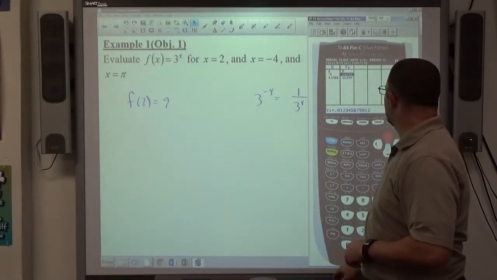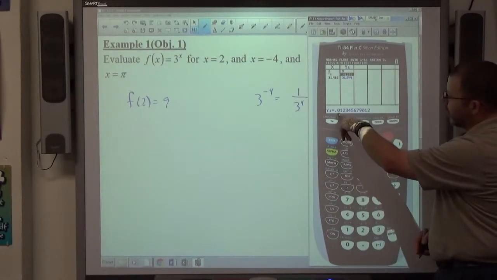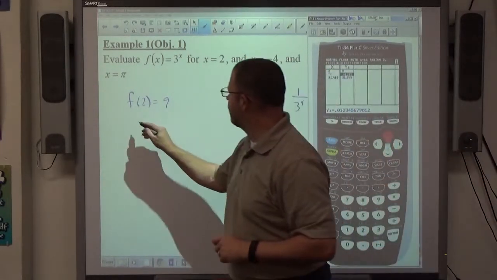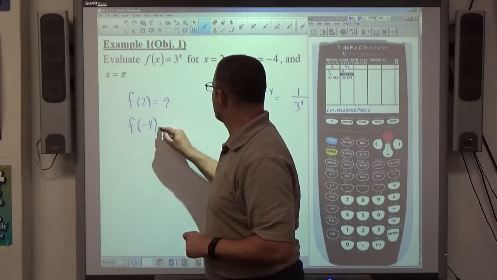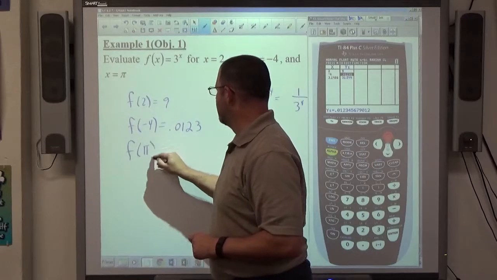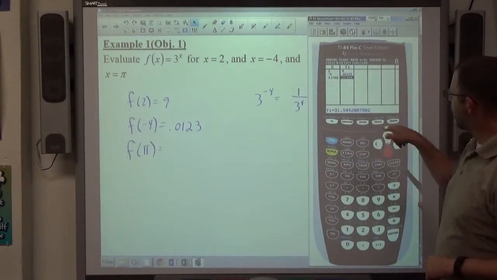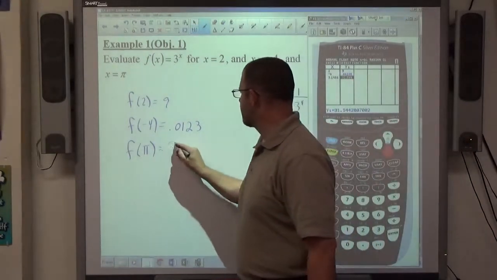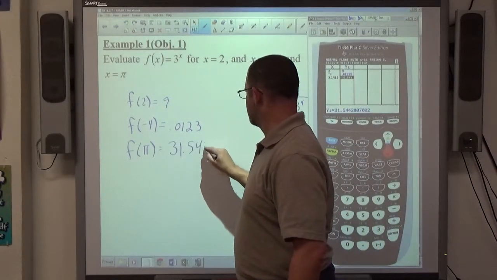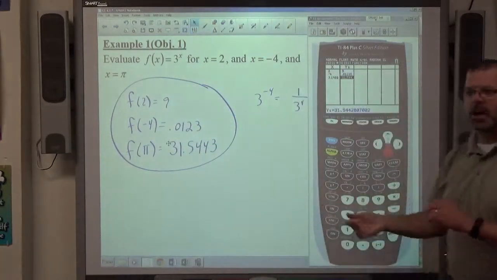So 0.01234567901, that's kind of a cool decimal, but 0.0123 if I go to 4 decimal places, so f of -4 equals 0.0123, and then f of pi, you can see is 31.544 something, 0.5443. And again, your calculator is doing your work for you.